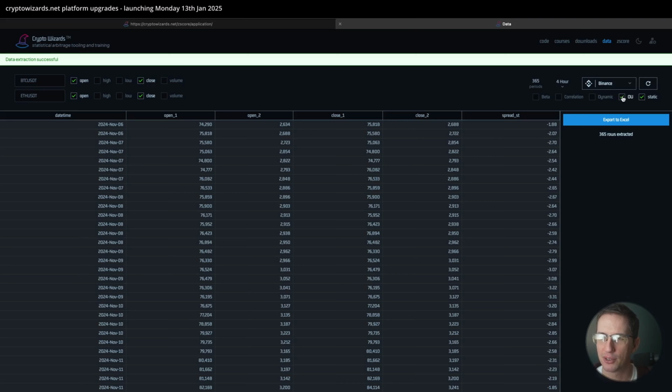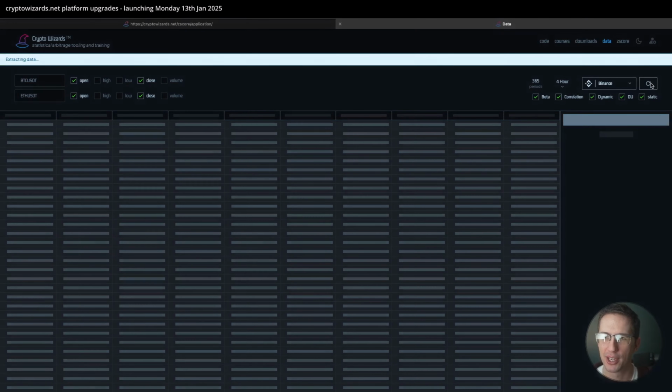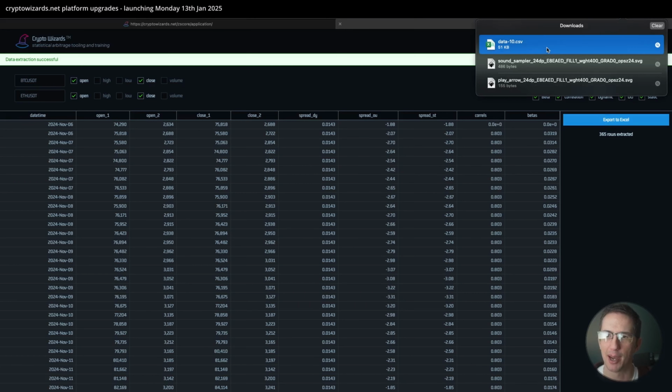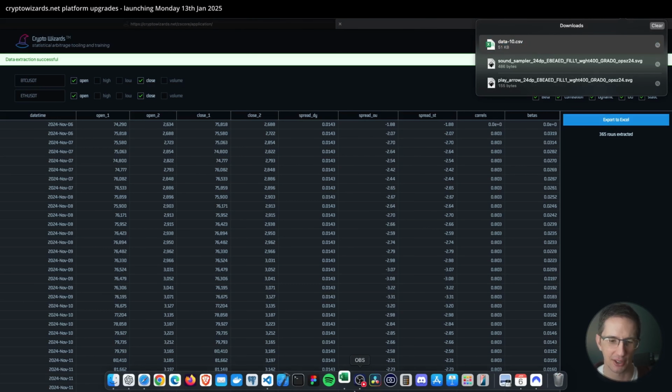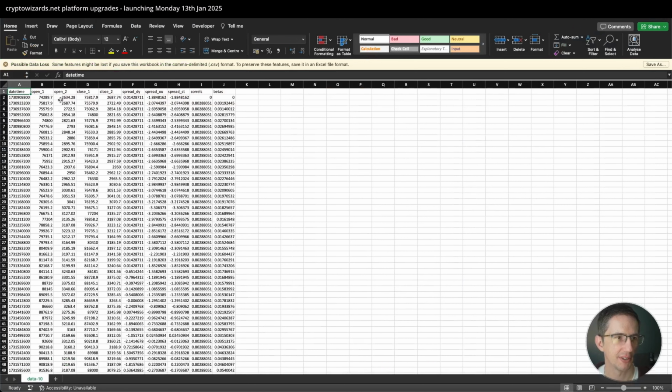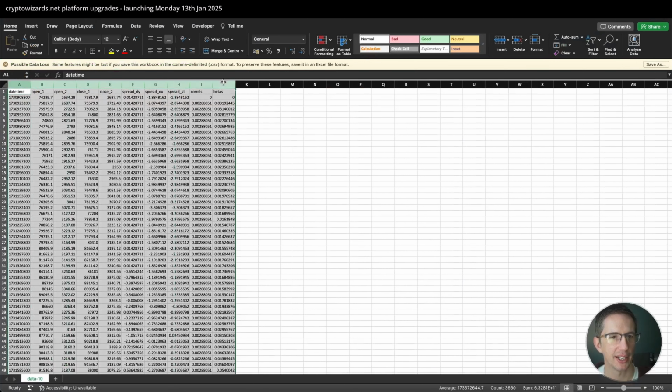And maybe I want the OU spread, the dynamic, the correlation, and the beta. I want all of those added here as well. So that's now all there. I can just go and export that to Excel. And there we go, I can go and open this up. I don't have Excel open at the moment, so I've just got to wait for that to pop open. And here is my data over here. So now I have all of that information here in Excel.